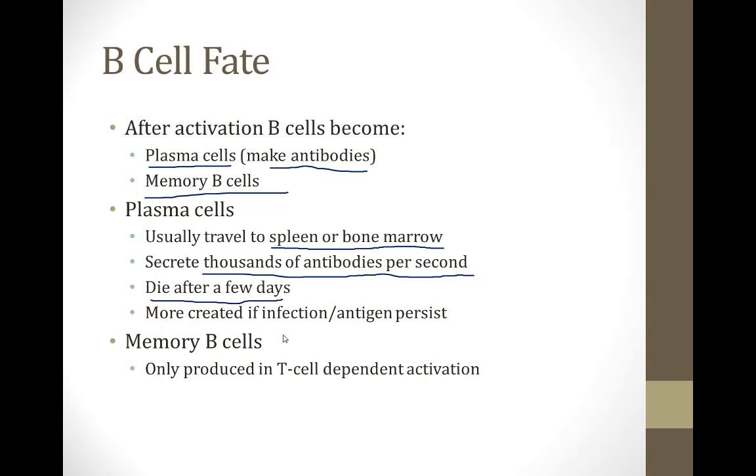However, more will be created if the infection or the antigen persists and continues to drive production of plasma cells. The other option for what an activated B cell can become is a memory B cell. And remember what I said before, only T cell dependent activation produces memory. The T cell independent activation of B cells does not produce memory.